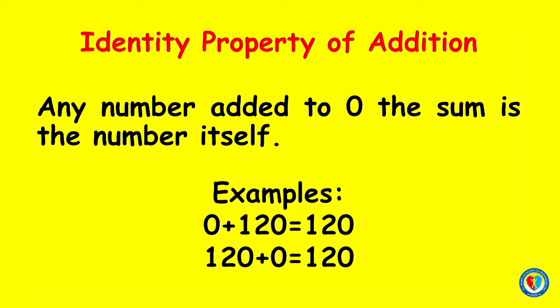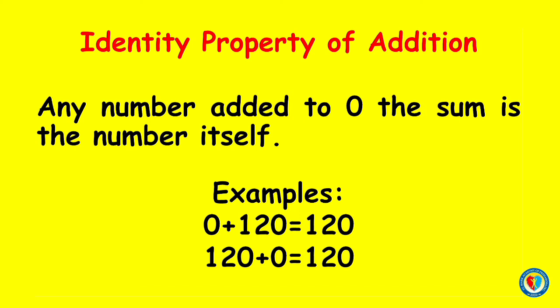Next, the identity property of addition means that any number added to 0, the sum is the number itself. Example, 0 plus 120 equals 120, or 120 plus 0 equals 120. The number 0 is the only number which, when added to any whole number, results in a sum equal to the same whole number.